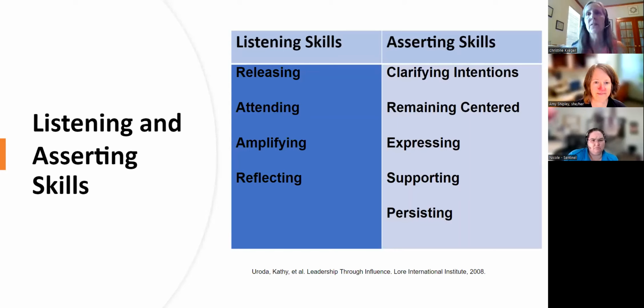Remaining centered can be difficult when you're emotionally triggered. Yeah, it just takes you off guard sometimes, and you're trying to pay attention and you're off in another world, or you're making assumptions based on how you're feeling. That's a great one. Thank you, Amy, for getting the ball rolling. What else? What else do people like or not like about these listening and asserting skills?